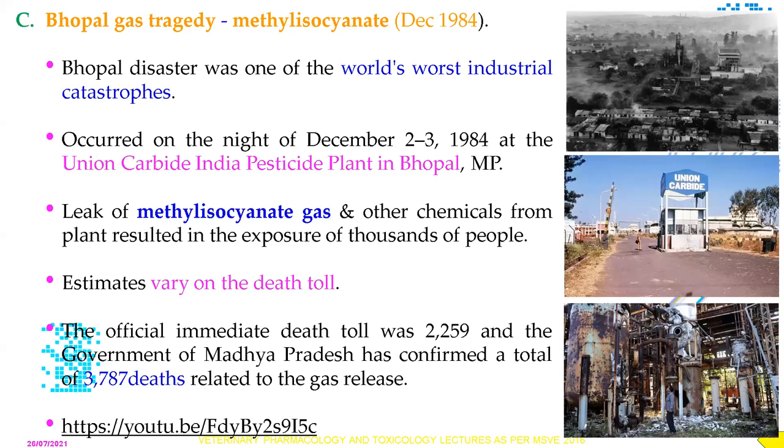The chemicals from the plant resulted in exposure of thousands of people in a single span of about 2 to 3 hours, and about 20 to 30,000 people died. But the official estimate is a little bit lower. Union Carbide had a storage of methyl isocyanate, and water gushed inside this particular plant, and the valve could not be closed. Then there was a very sudden explosion of that Union Carbide gas chamber. The official sources say that the death toll is about 2,259, and the government of Madhya Pradesh has confirmed a total death of 3,787 related to the gas release.